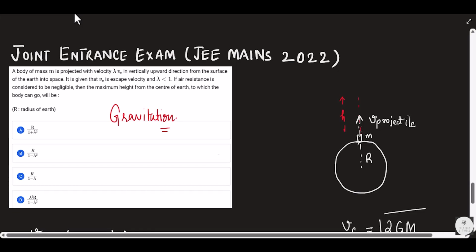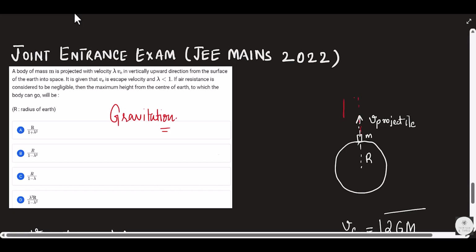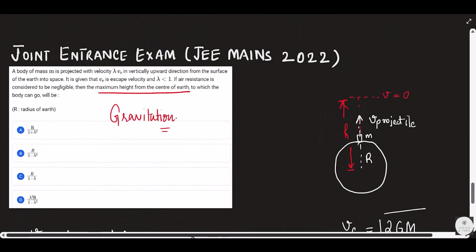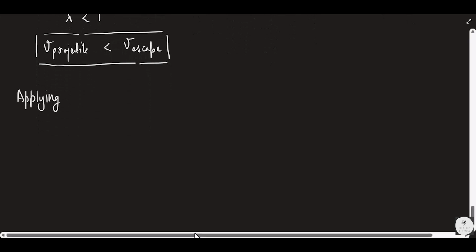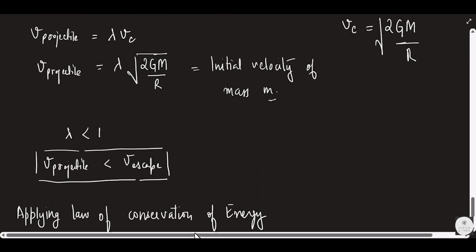Let us say that the body reaches this height and this is H from the center of the earth, because in the question it is asked maximum height from the center of the earth. And if it is a maximum height, then what will be the velocity at this point? V will be equal to 0, because at maximum height the velocity will be 0. So we are going to use the law of conservation of energy.